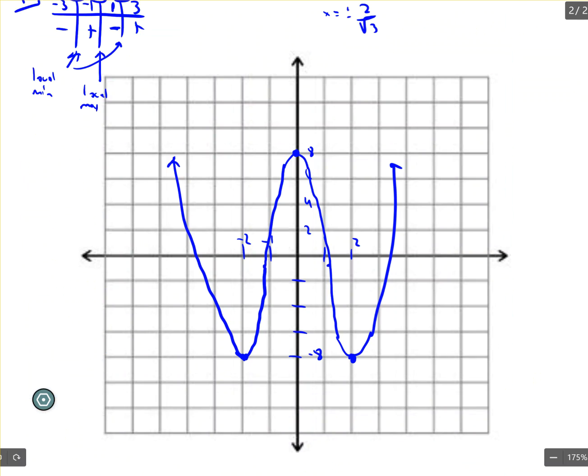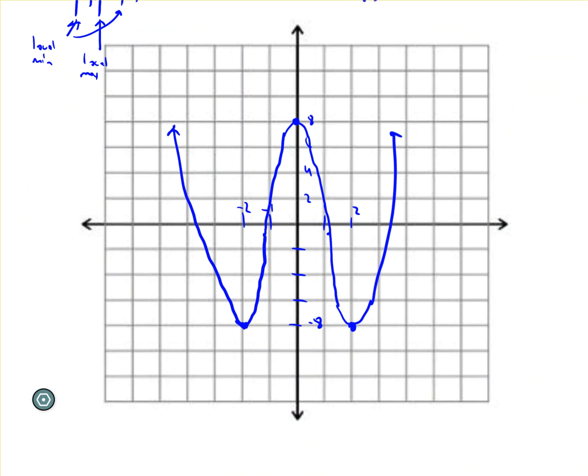So I might be asking you for the inflection point, so let's make sure we label this. This was -2 over root 3, -8/9. This was 2 over root 3, 8/9. This was 2, -8. This was -2, -8. And that was 0, 8, so that's good to go. And that's everything we need.